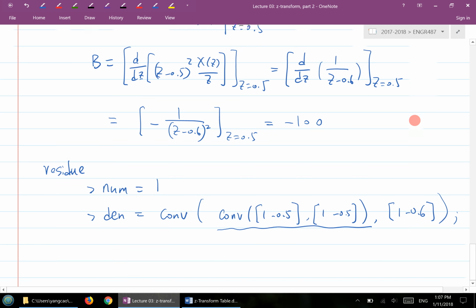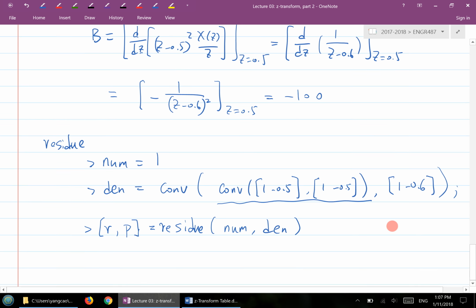Once you get your numerator and denominator, you're ready to use the residue command. You call the command and plug in the numerator and the denominator, and it'll return some information. Typically, you want 2 outputs returned. One is, of course, the residues, and the other is the poles.